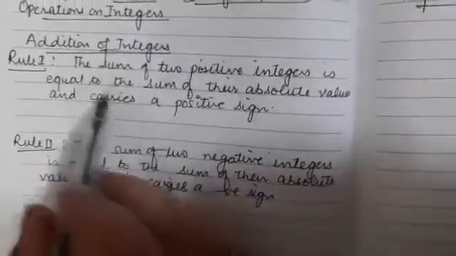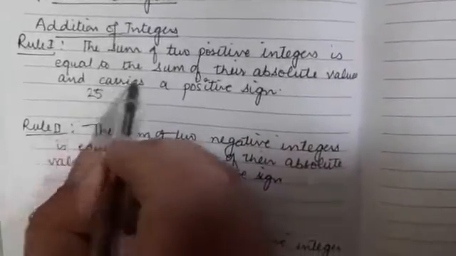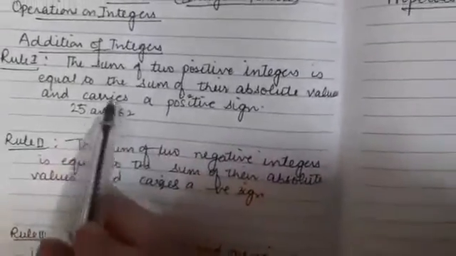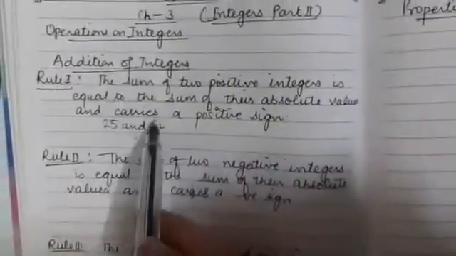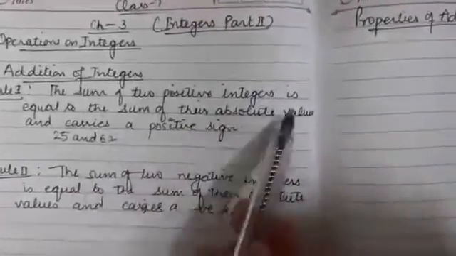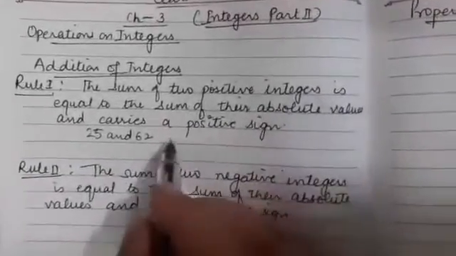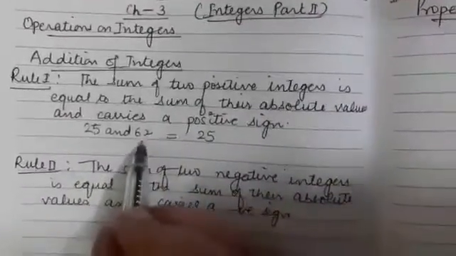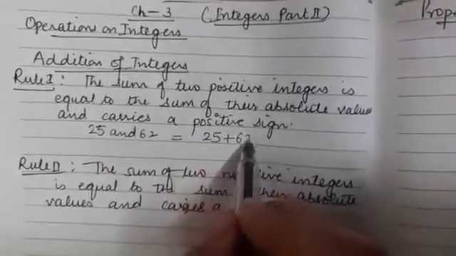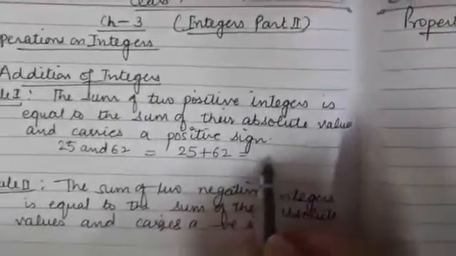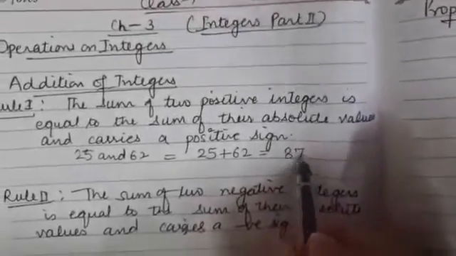Suppose we take the example of 25 and 62. If we want to add these two, the sum of two positive integers is equal to the sum of their absolute values. We know the absolute value of 25 is 25 and the absolute value of 62 is 62. So we add these two and in the answer it carries a positive sign. 25 plus 62 equals 87.